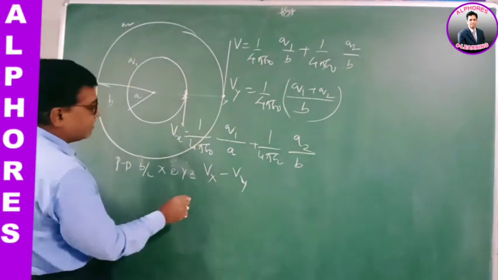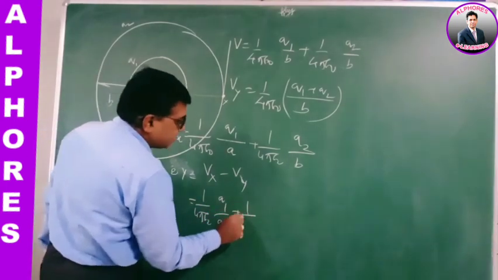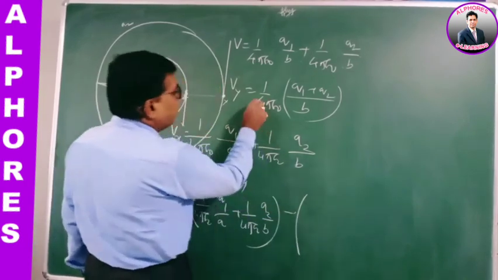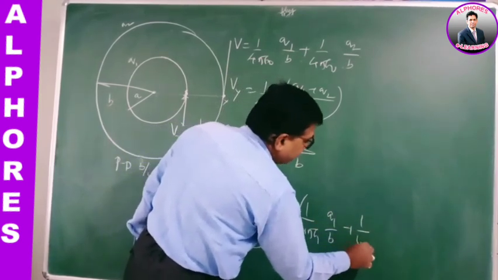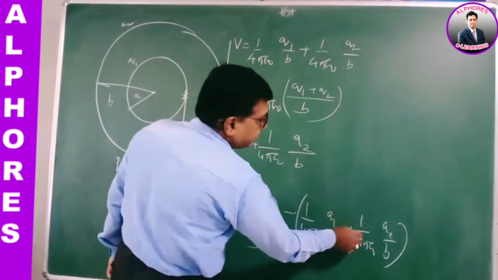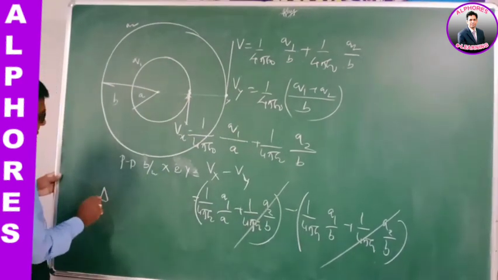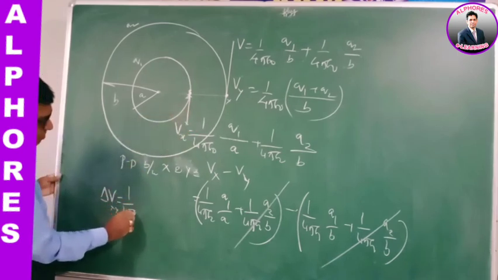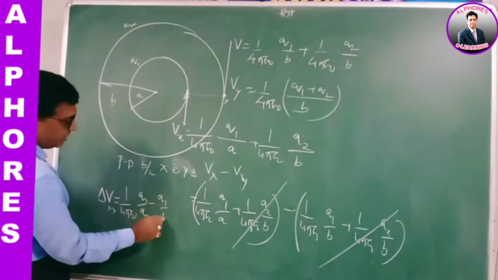Well, the potential difference, substituting, it's 1 by 4 pi epsilon naught Q1 by A plus 1 by 4 pi epsilon naught Q2 by B minus the potential at y. 1 by 4 pi epsilon naught Q1 by B plus 1 by 4 pi epsilon naught Q2 by B. Now here it is plus Q2 by B minus of, if I multiply this term will get cancelled. So the potential difference between x and y, it's 1 by 4 pi epsilon naught Q1 by A minus Q1 by B.